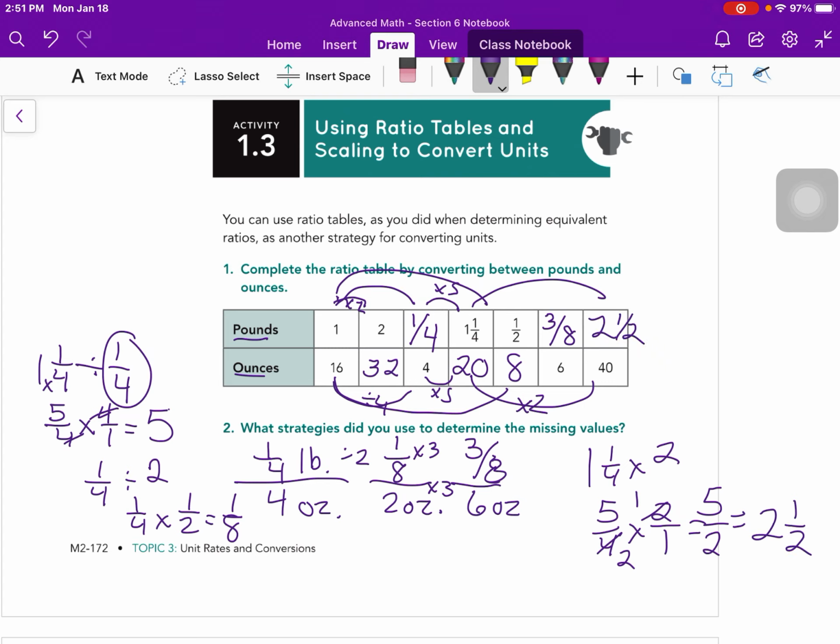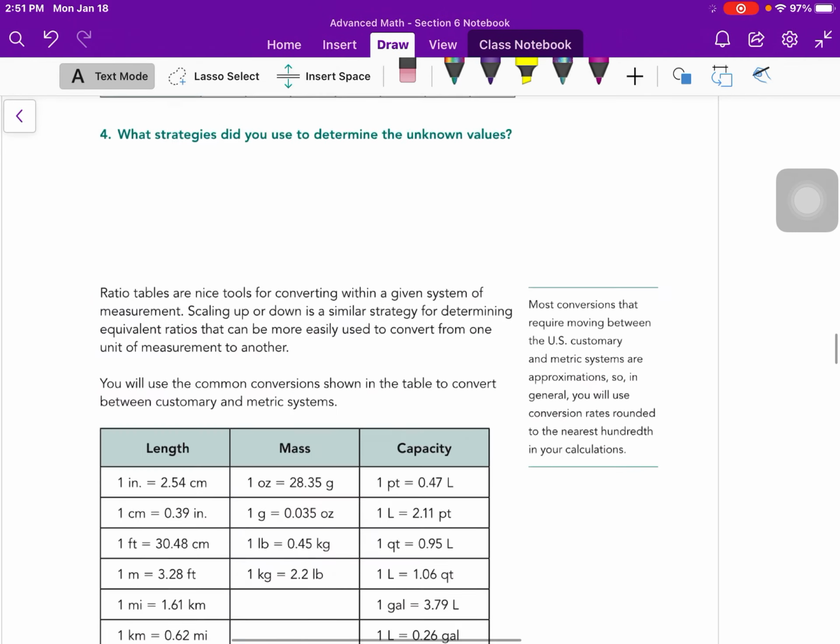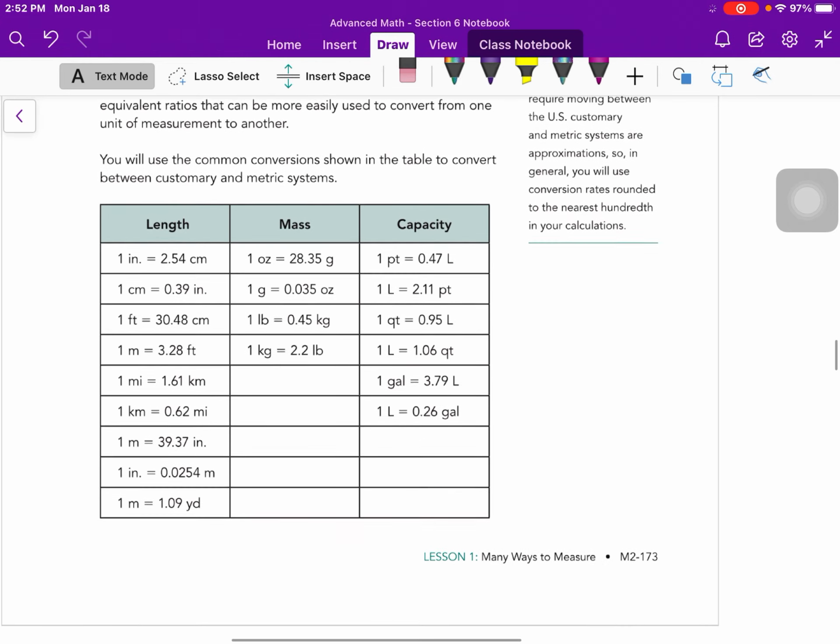Your strategies may have been different, but hopefully you came up with the same numbers as I was able to do in my ratio table. Let's move on. We're going to skip this number 3. Let's look at this one for a second.